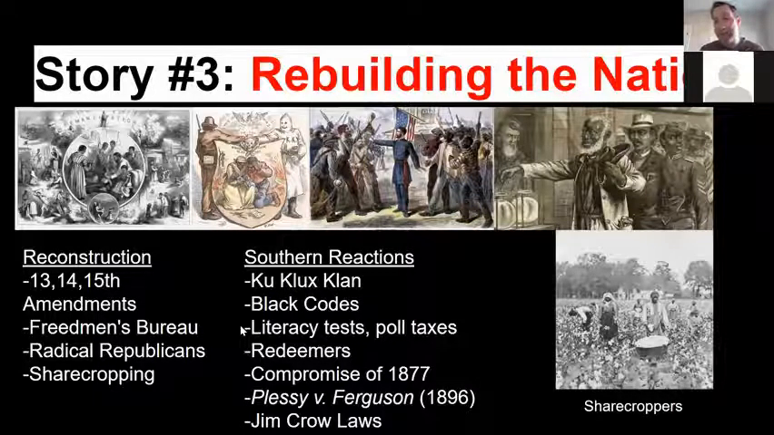As these Redeemers, or Southern Democrats, come to power, they strip African Americans of a lot of the rights that they had gained. A good example of that is the creation of literacy tests and poll taxes in order to keep them from voting. Then eventually there are the Jim Crow laws that are put in place in the era called the New South, and those Jim Crow laws establish segregation. So this is essentially period 5 in a nutshell.